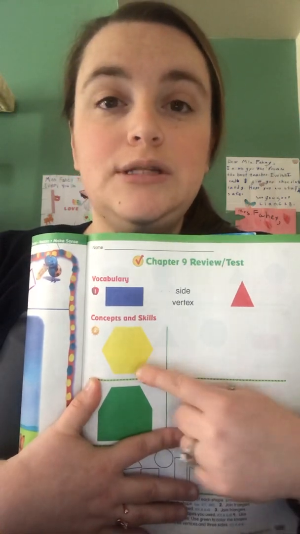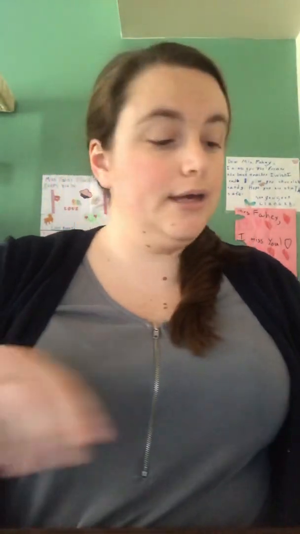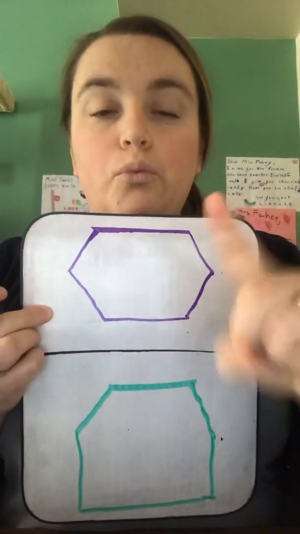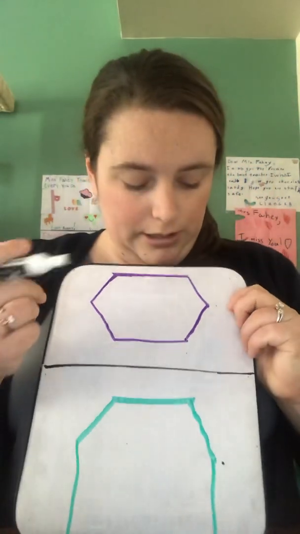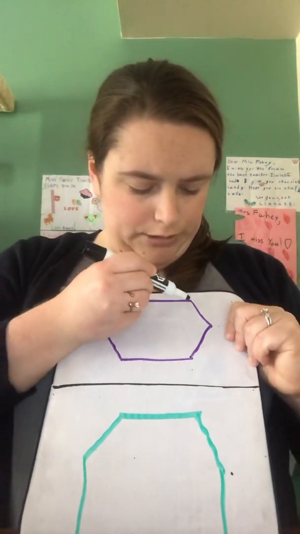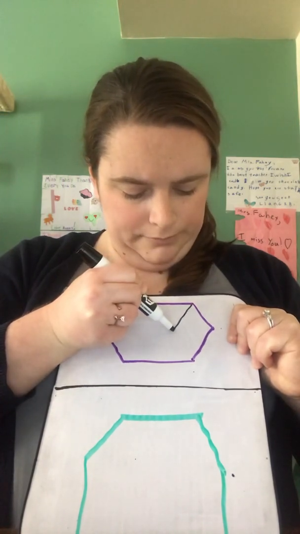And I'm going to put this book down and I'm going to show you how I do it on my board. Okay? You've got a yellow hexagon. I have a purple hexagon. I am going to show you one triangle, and you're going to do the rest in your yellow hexagon. I'm going to start from this point. I'm going to come down.